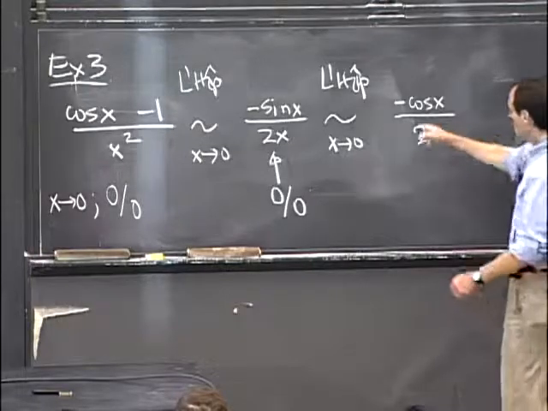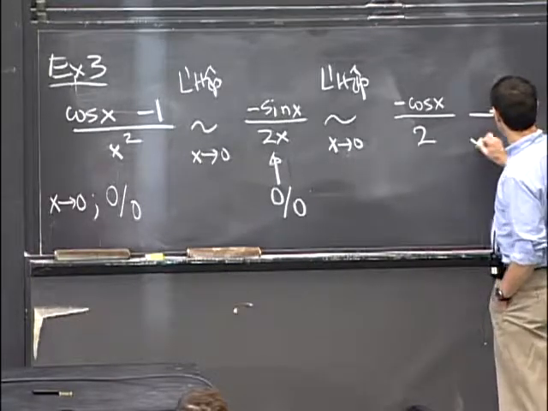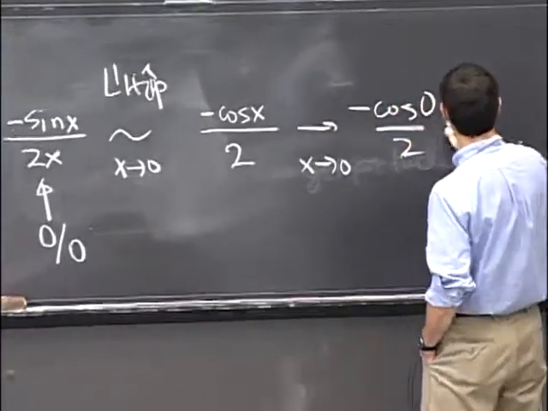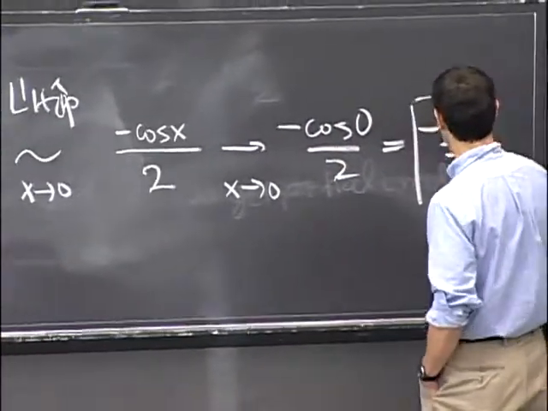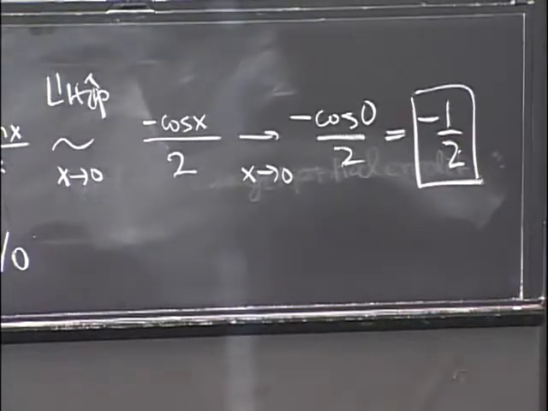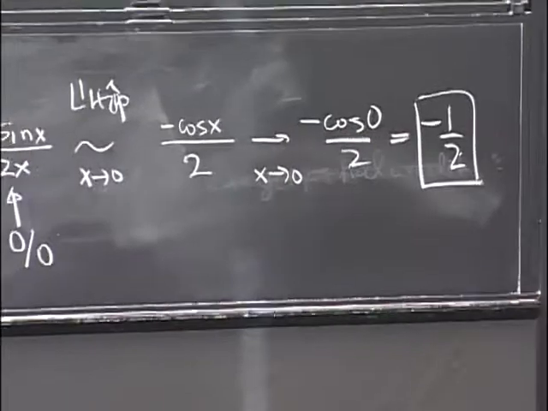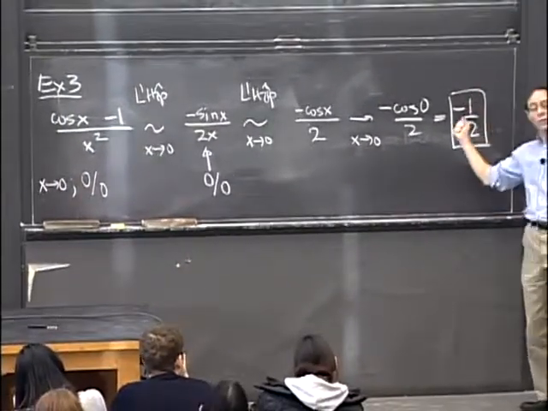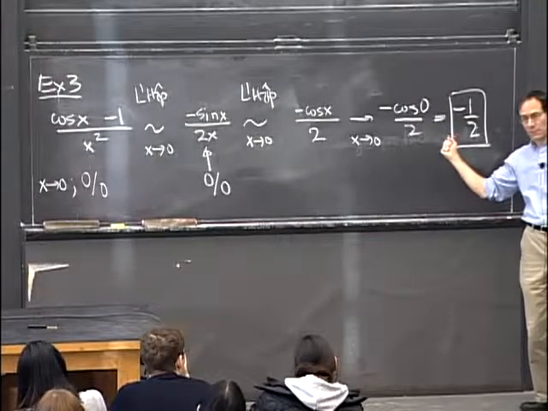And now, this is the end. As x goes to 0, this is minus cosine of 0 divided by 2, which is minus a half. Now, the justification for this comes only when you win in the end and get the limit.